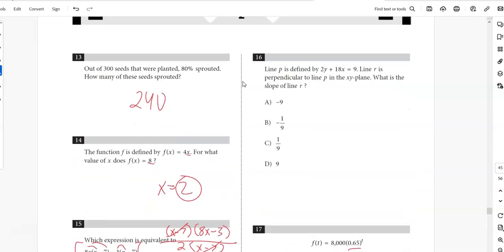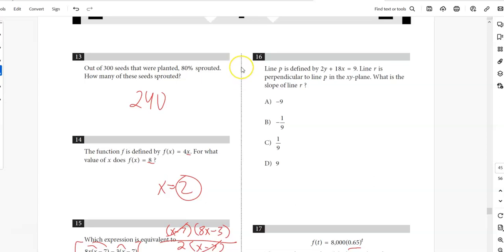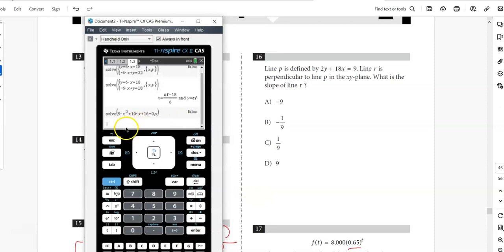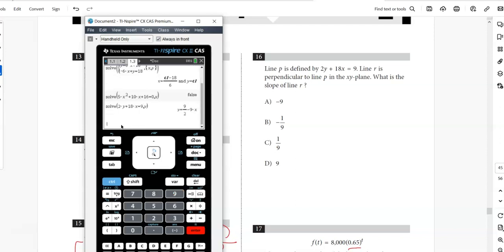As far as the literal equation one, where was that one? Let me see. Did I skip that one? I think I skipped that one. So, sorry, I skipped 16. Let me get that one. So solve for y. So, what is the slope? So you could just solve for y. This is an example of one where, if you have trouble solving for y, you could just say solve 2y plus 18x equals 9, comma, but solve for y. Of course, you could also do it by hand. And it should solve it, right? So -9 is the slope, -9x there.